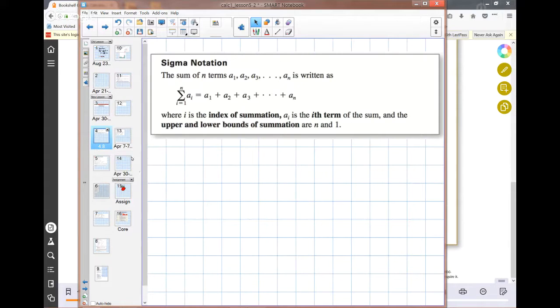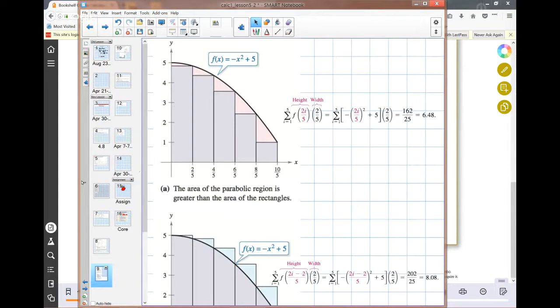Here, I'm going to zip ahead and show you a picture. So from later in this lesson, here's a picture of a curve. It looks like half a parabola, and underneath it, you can see we have 5 rectangles. They aren't perfect, but if you add up the area of those rectangles, you would be a little bit short, right? You'd be a little bit under the area underneath the parabola.